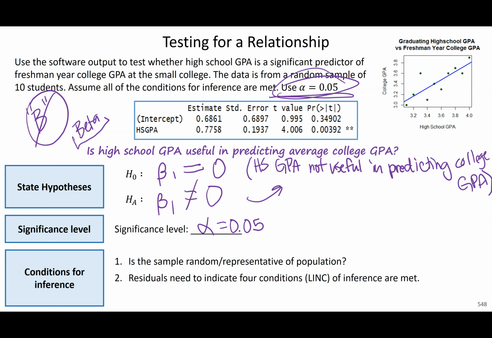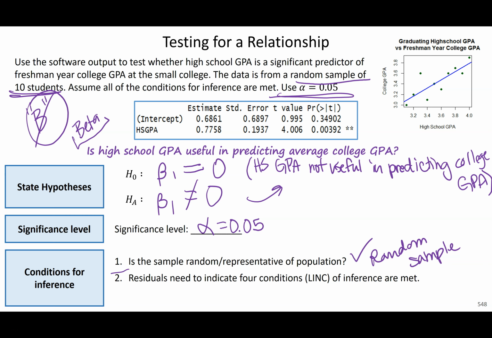And then conditions for inference. We want to know that the sample of 10 students that we used to create this least squares regression line was a random sample. That comes from here: data are from a random sample of 10 students. Yes, so random sample. So we can assume, hopefully, our sample of 10 students is representative of the whole student population. This is one of those issues where just having 10 might be pretty problematic. I would hazard a guess that a lot of people are not being represented in a sample of 10.